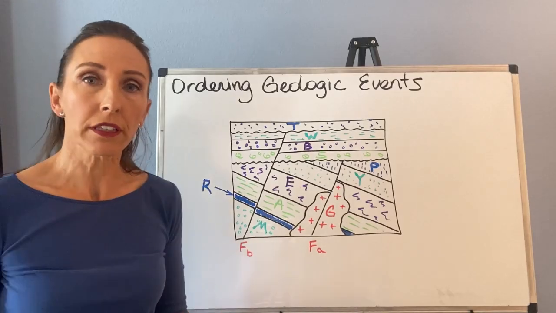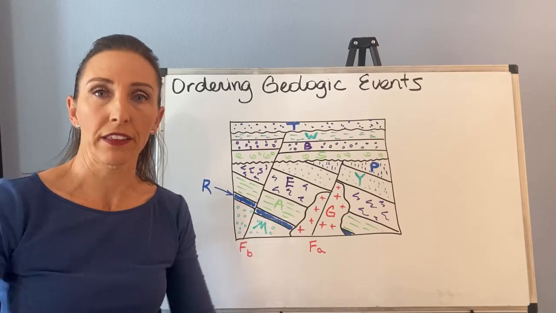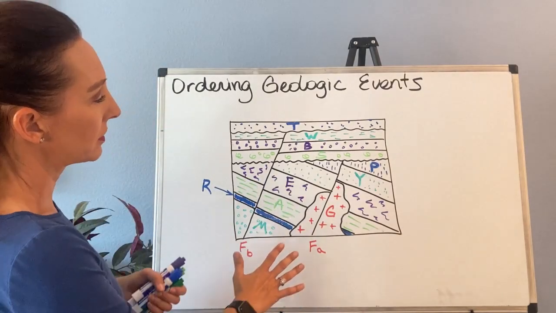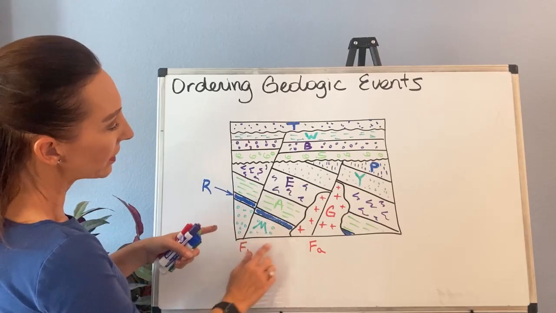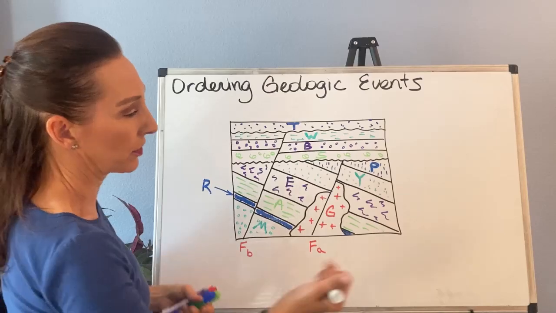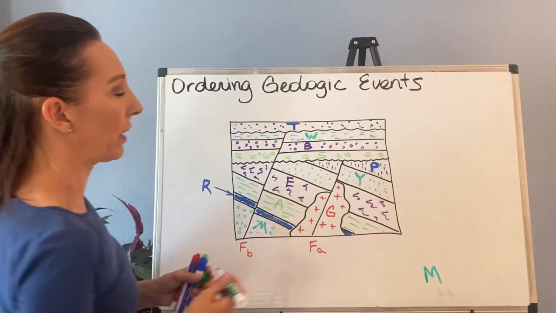So when you're ordering things, typically you actually want to start with the oldest thing, start at the bottom. Like think about building something up. And so if we look at this, we would start here. The very lowest unit is this unit M. So I'm actually going to write that at the very bottom over here, M. And we're going to work our way up.